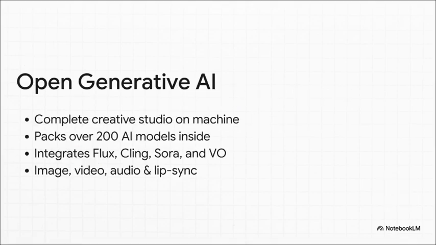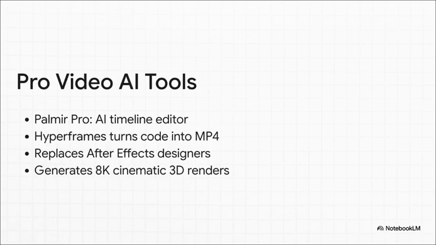Now, if you want it all in one place, you've got to look at Open Generative AI. This is a complete creative dashboard running locally that packs over 200 AI models inside it. We are talking about integrations with heavy hitters like Flux, Kling, Sora, and Veo. You get entirely dedicated studios for images, video, audio, lip syncing, and even body swapping, all bundled into one unrestricted, totally free dashboard.